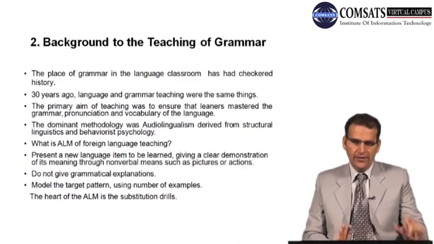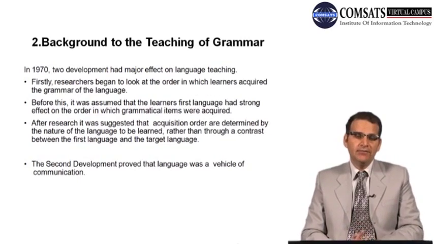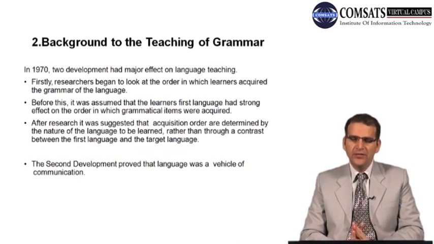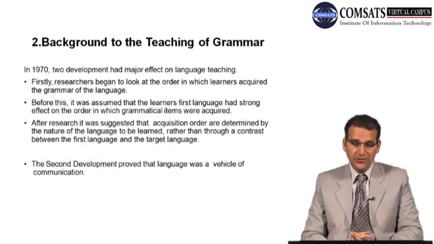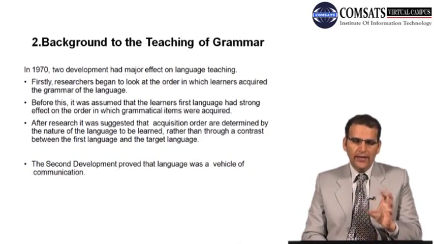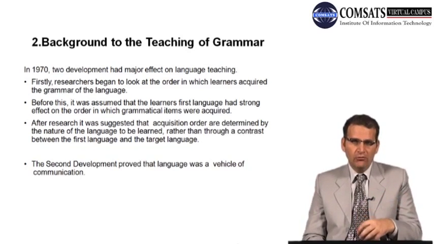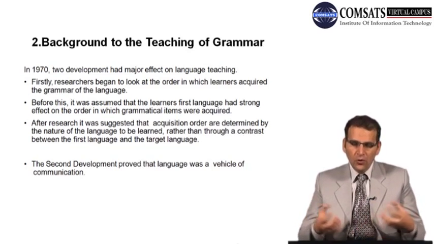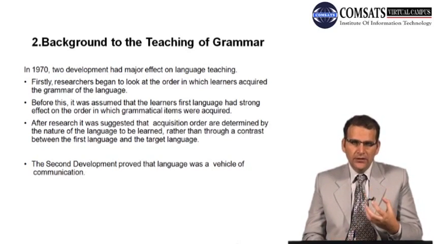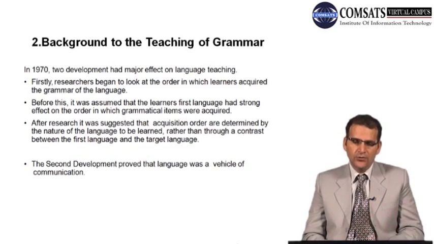Clear? All right. So then in 1970, what happened? Two developments had a major effect on language teaching. Firstly, researchers began to look at the order in which learners acquired the grammar of the language. What was the order? Researchers started working on it, and they tried to find out what is, in fact, the order in which learners acquired the grammar of the language.